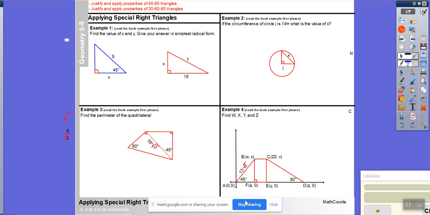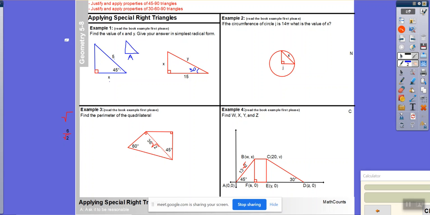So for example 1, we have a 30-60 right triangle, and we also have a 45 right triangle, and we're trying to find the missing side lengths. So given what we have here, we know that the hypotenuse of this triangle is 5, and we're trying to find the legs. Well, let's go ahead and draw our rule.